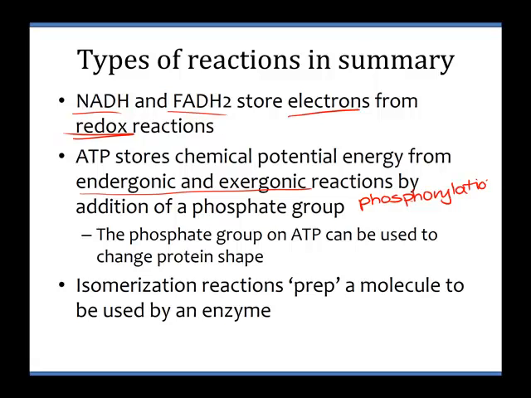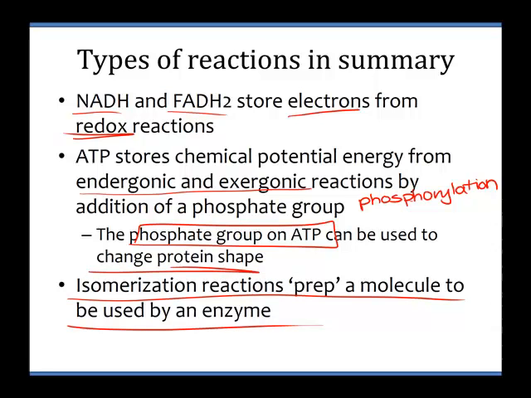And we use ATP as the energy storage molecule using phosphorylation to transfer energy from exergonic to endergonic reactions and vice versa. And that phosphate group on ATP very often is used to change protein shape later on. Isomerization reactions can be used to rearrange a molecule so the next enzyme in a pathway can use it. So it prepares a molecule for use.